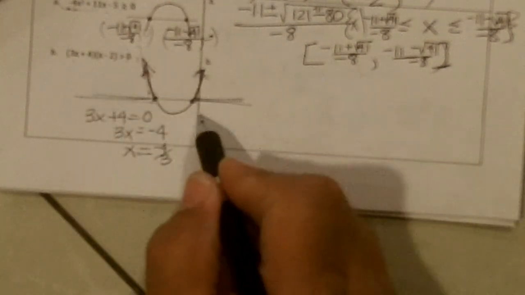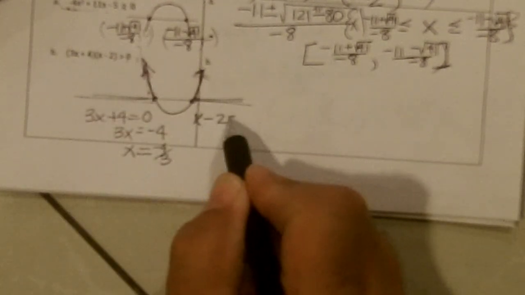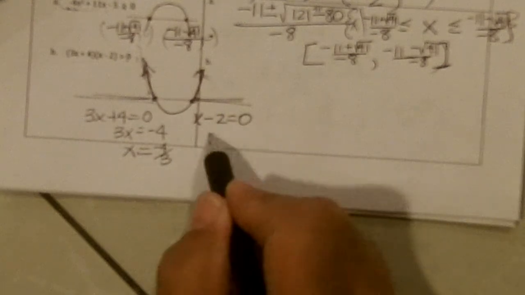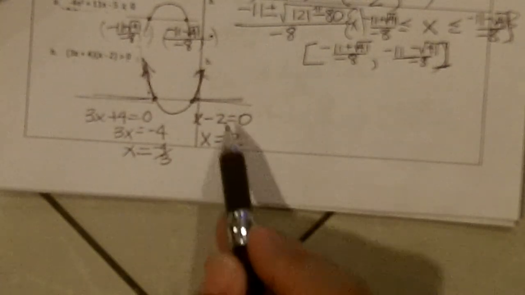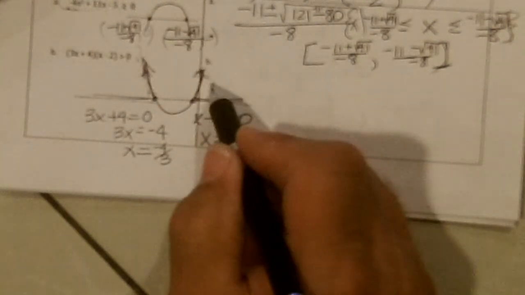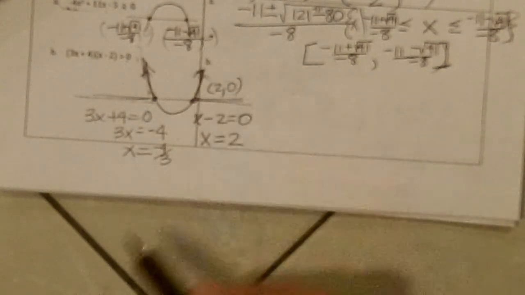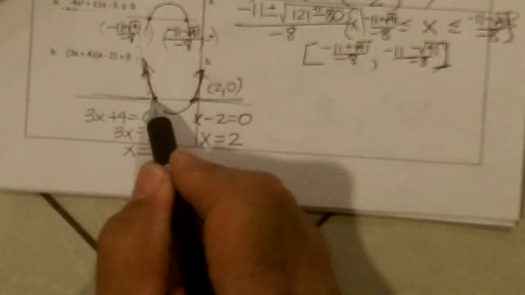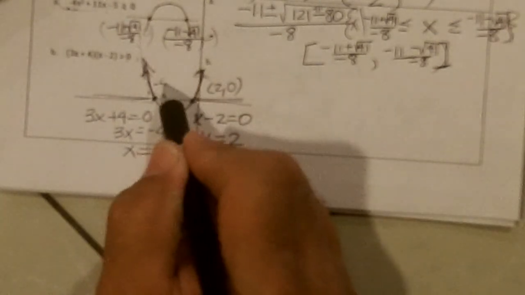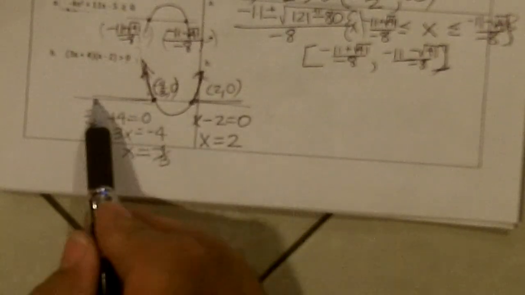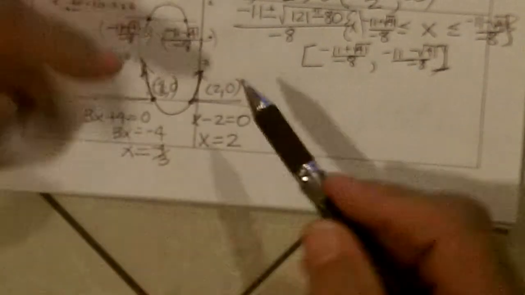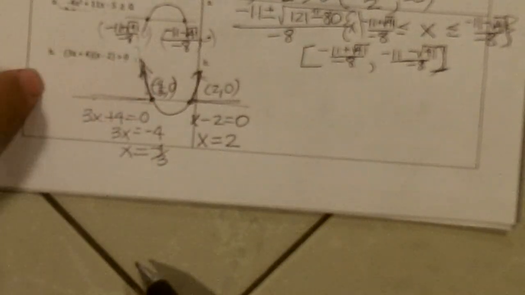X minus 2. So I'm going to set x minus 2 equal to 0, add 2 to both sides, and I get x equals 2. So the 2 must be this one, 2, 0. And this x-intercept must be negative 4/3, 0. So for what x's is this bigger than 0? For the x's down here.